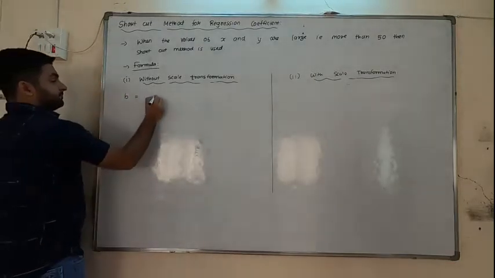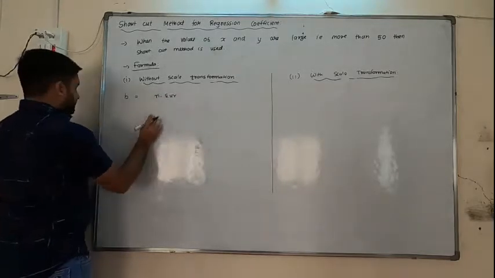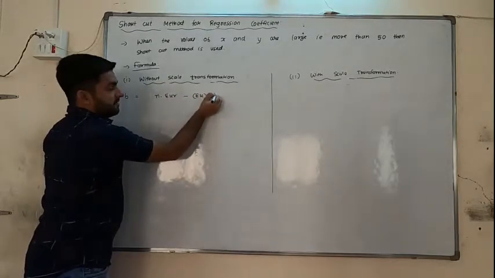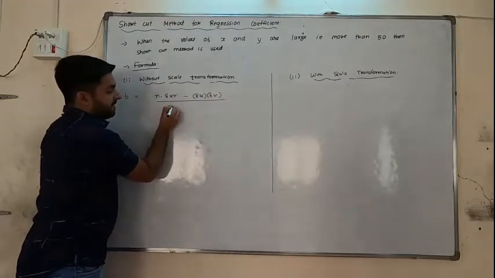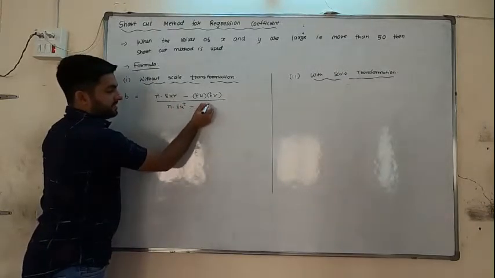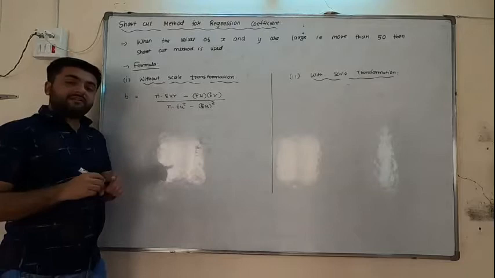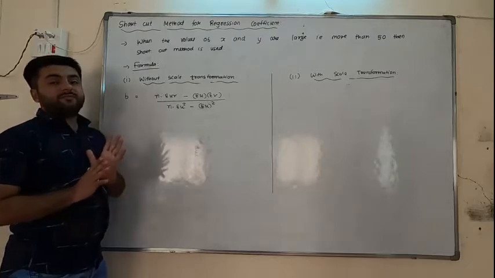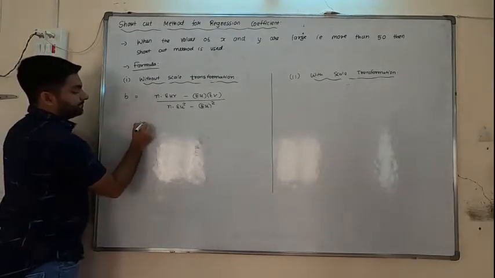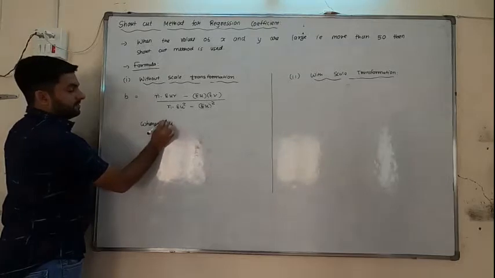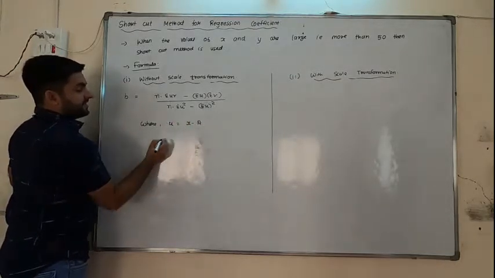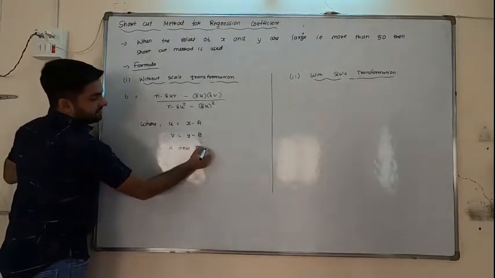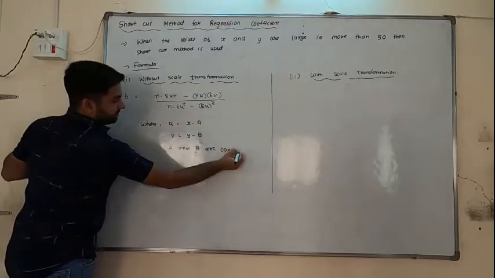b is equal to n into sigma uv, instead of xy we will write u and v, minus sigma u into sigma v, divided by n into sigma u square minus sigma u whole square. Again here also the term of y is removed in the same way. Here the term of v is removed and square root is not required. Where u is equal to x minus a, v is equal to y minus b, a and b are constants.